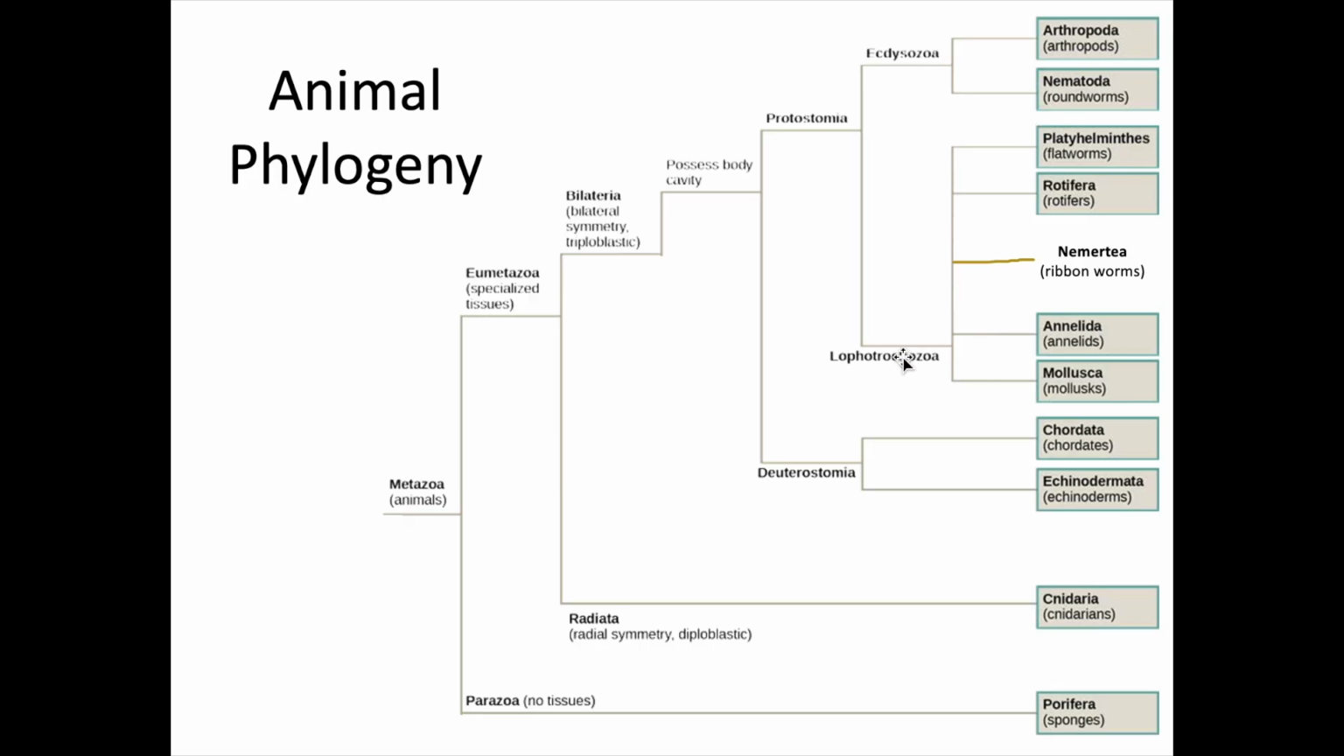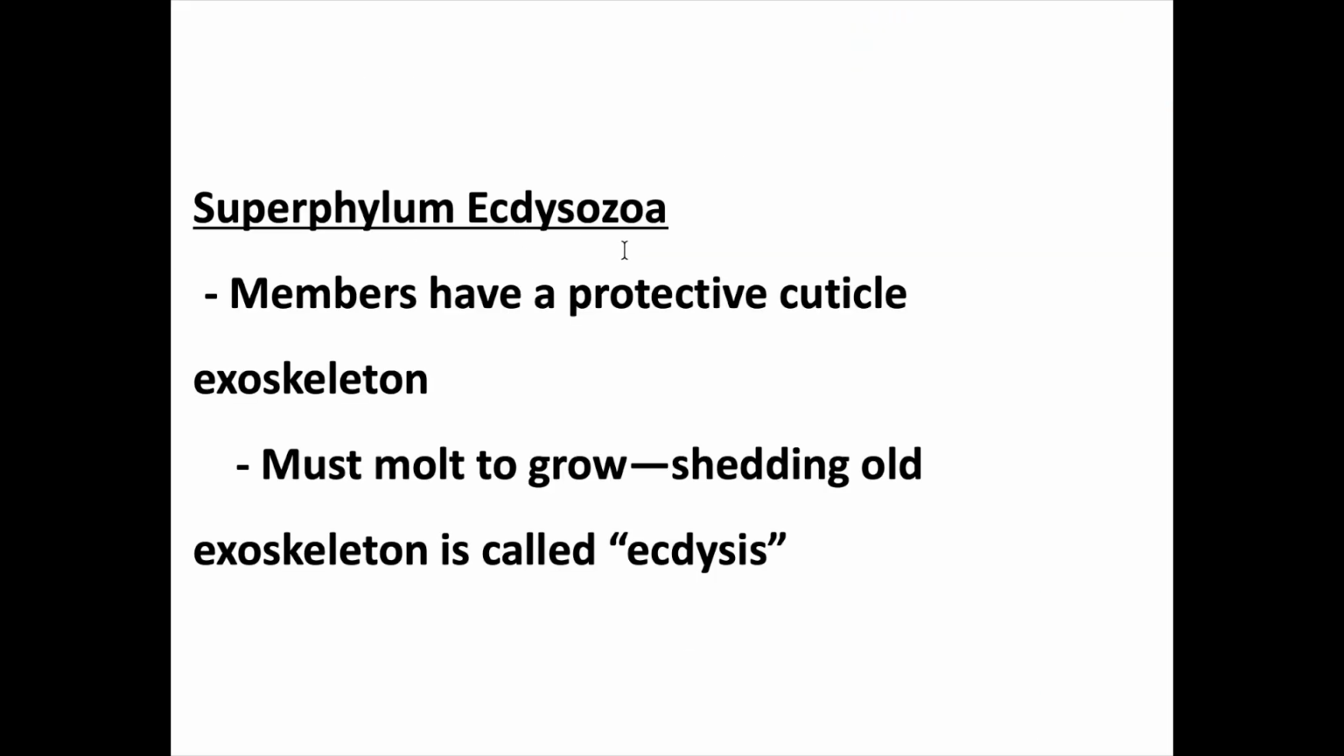Again, a lot of Lophotrochozoa, but there's one other group within Protostomia that we got to go after next before we can do Deuterostomes, and this is a group called Ecdysozoa. So what's the deal with Ecdysozoa? Well, members of Ecdysozoa have a protective cuticle exoskeleton, a skeleton on the outside of the body that is protective. This is a very effective way to protect yourself by being surrounded by this sort of outer shell of armor.